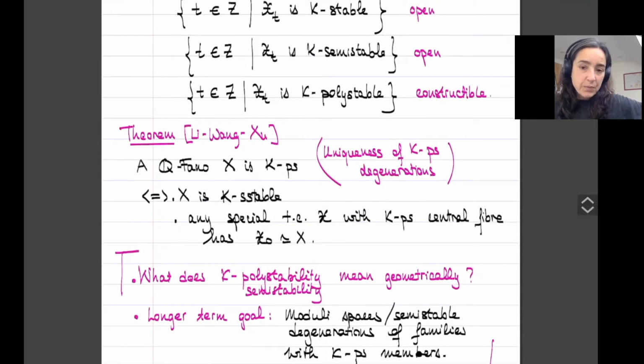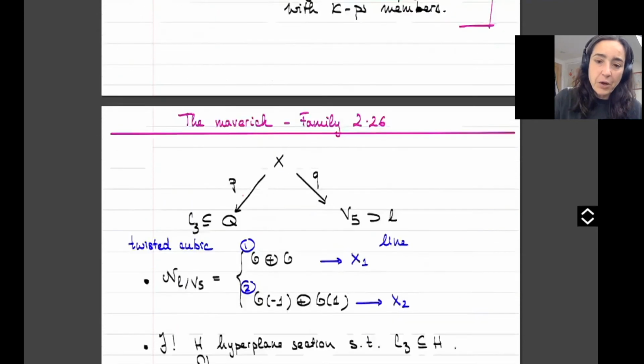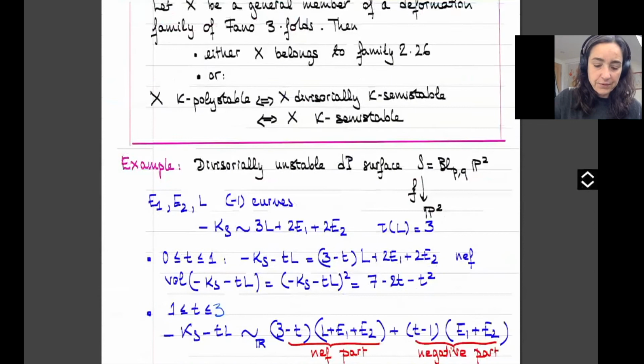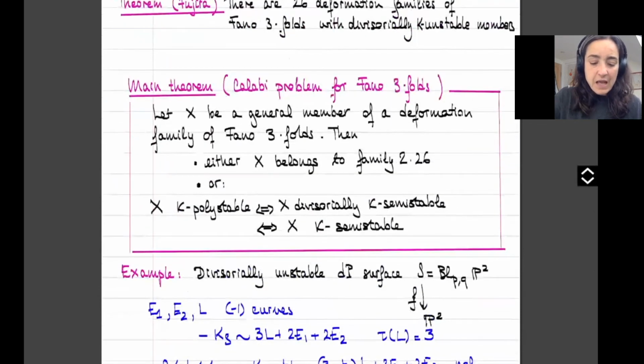So the question we're interested in is, what does K-polystability or K-semistability mean geometrically? And the longer term goal is, can we understand moduli spaces and semistable degenerations of families with K-polystable members? So let me go back to this, sorry for the seasickness.